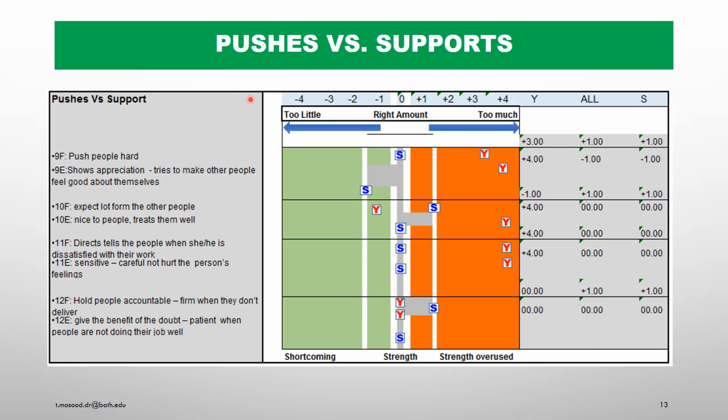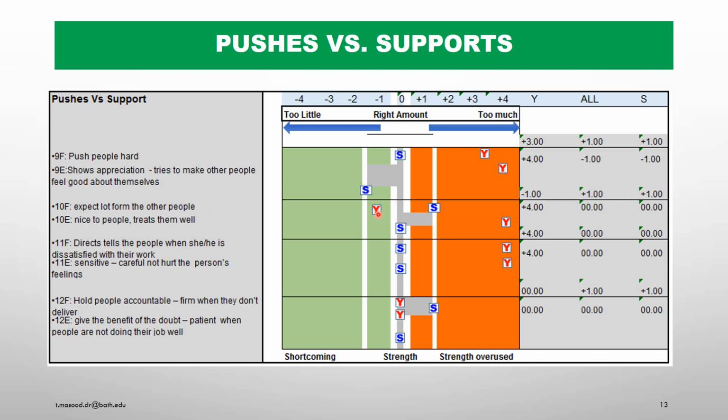Now, pusher versus supporter. The pusher versus supporter has the same scenario. First, 9F and 9E, I'm using plus 3 and plus 4. I'm overusing my strength here. Similarly, here minus 1 and plus 4. In expecting a lot from others, I'm not using the right amount of my strength.